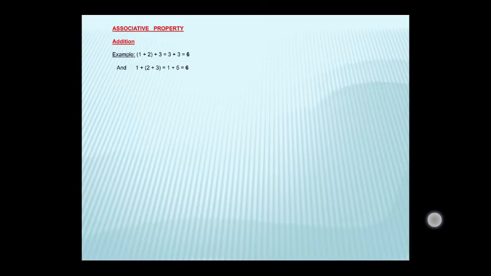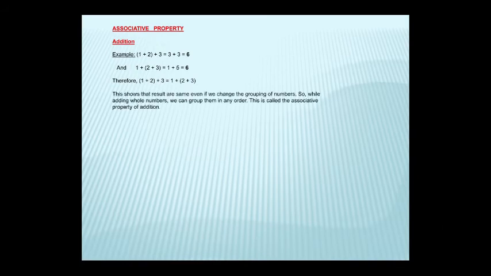See, if you do the grouping differently and add, you will get the same number. That is what the associative property says. First you used a bracket on the first two numbers; if you simplify, you get the same answer. Then if you use a bracket on the last two numbers and simplify, you also get the same answer. So (1 plus 2) plus 3 equals 1 plus (2 plus 3). This shows that results are the same even if we change the grouping of numbers.